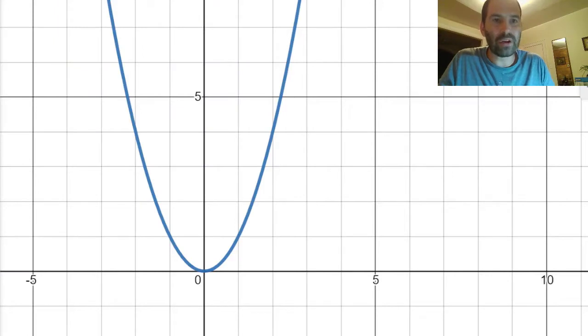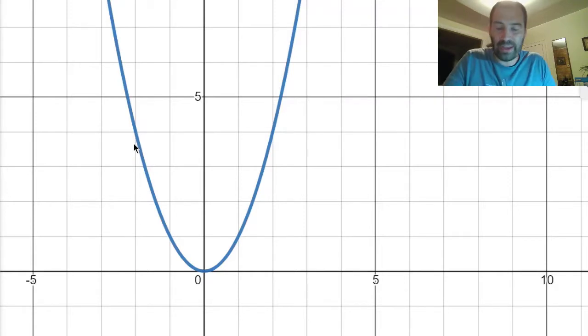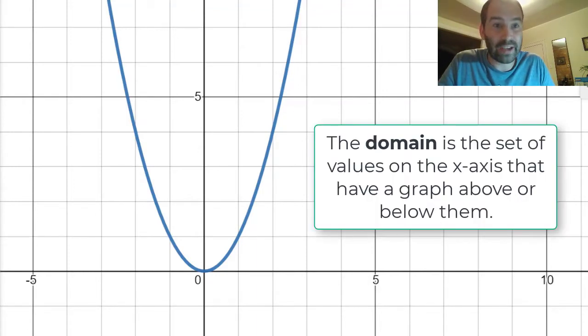So let's take a quick look at a graph of f of x. Here we are. This is a graph of x squared, and we can see that for any number x down here on the x-axis, there is a graph above it. If there's a graph above a value of x, that means that value of x is in the domain. And since every value of x has a graph above it, we know that the domain is every real number x.